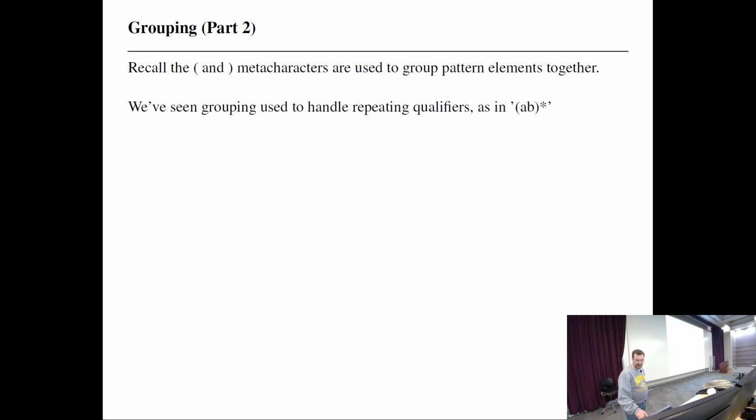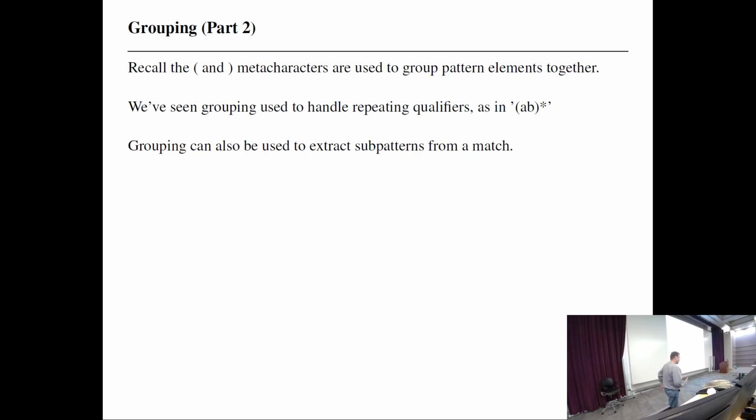Let's do some more grouping. Up to now, we've used grouping to take pattern elements, put them together, and apply pattern modifiers to those elements as a chunk. Remember the grouping of AB with an asterisk. We have now defined a new subpattern. But we can also use grouping characters to say, match this pattern, and then I can refer back to elements by parentheses saying, what subpattern did that part of the pattern actually match?